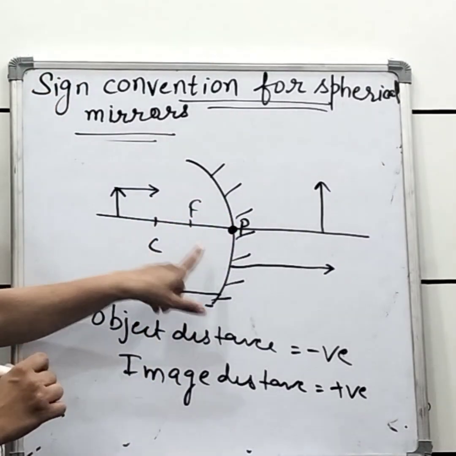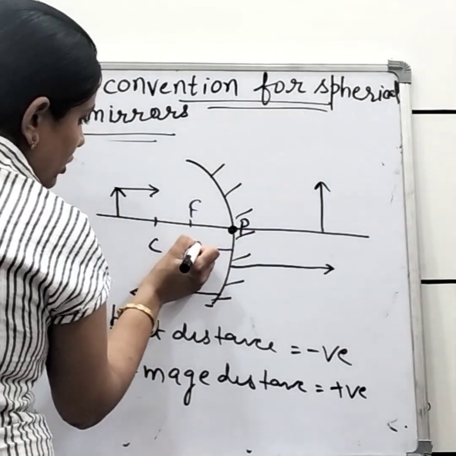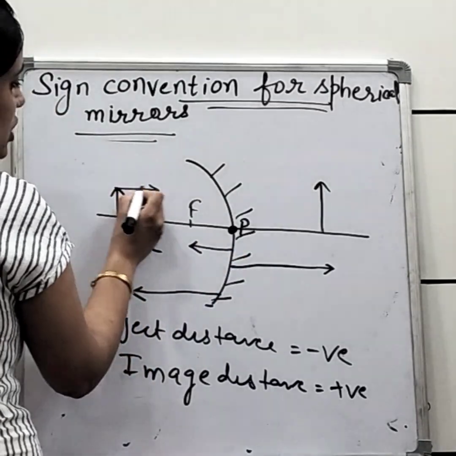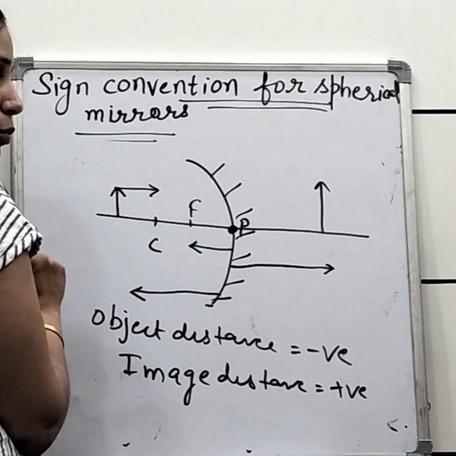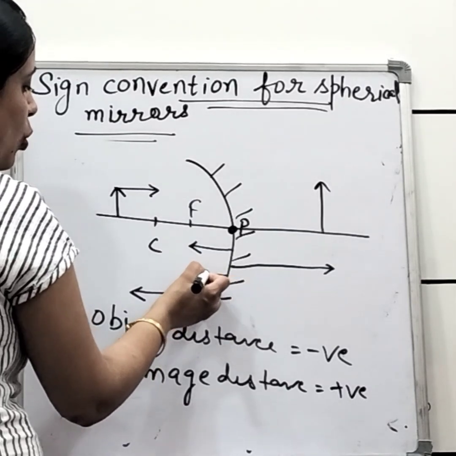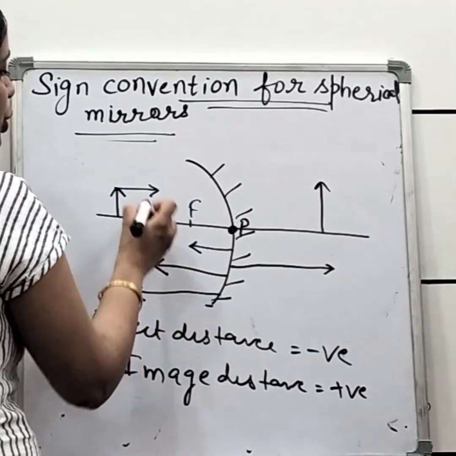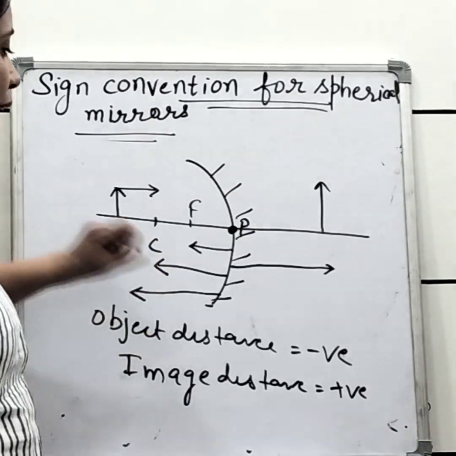For example, this is the focus point. You have to measure the focal length. You move from the pole to the focus point, against the incident radiation in this direction. So focal length is also negative in the case of a concave mirror. Same as the radius of curvature: you have to move from the pole to the center of curvature. It is opposite to the incident radiation, so it will also be taken as negative.